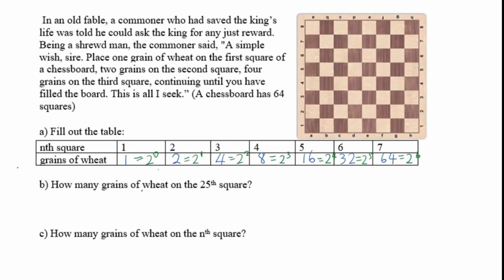How many grains of wheat on the 25th square? Let's check the pattern. 1, we got 2 to the 0 power. For 2, we get 2 to the first power. 3, this is the second power. 4, third power. According to this trend, we know how many grains of wheat on the 25th square. It will be 2 to the 24th power.